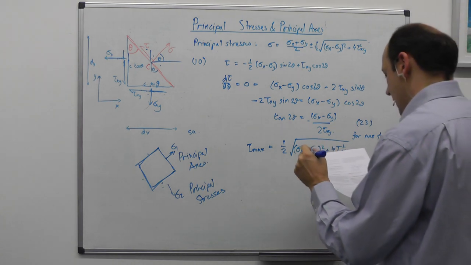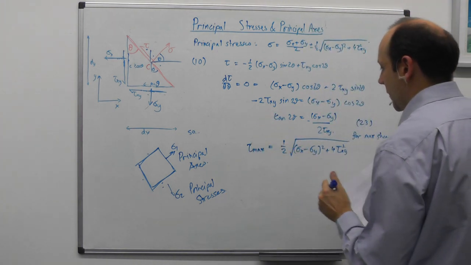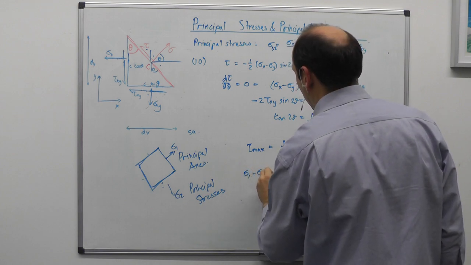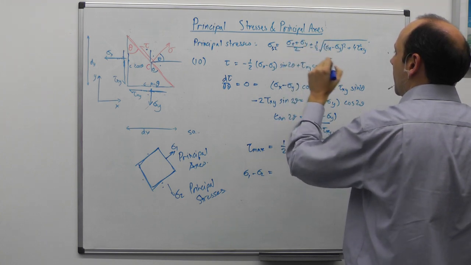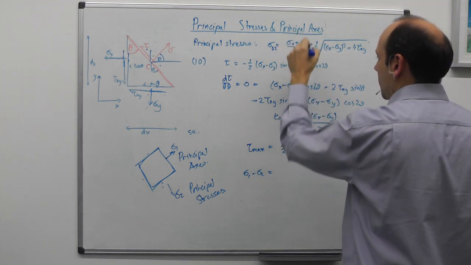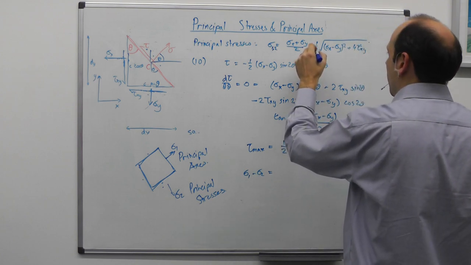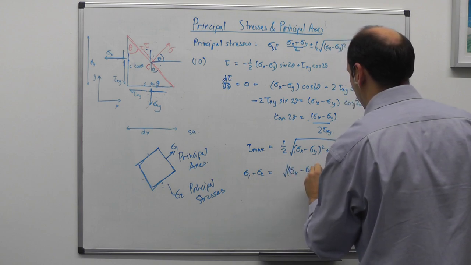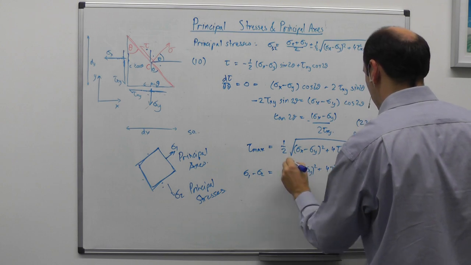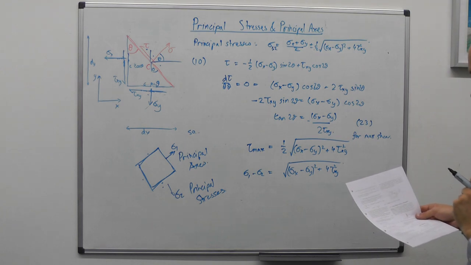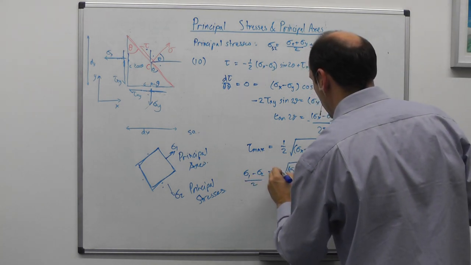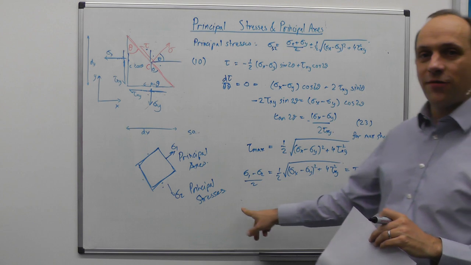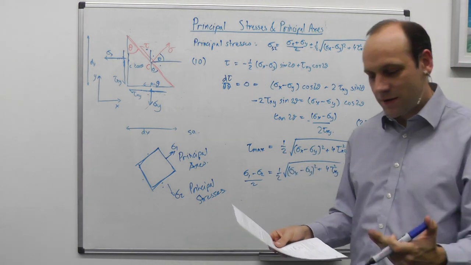So what we can do, if we take the difference between sigma 1 and sigma 2, sigma 1 minus sigma 2 would be that plus that minus that minus that. So this guy would disappear, and what we'd have is twice this. So we'd have the square root of sigma x minus sigma y squared plus 4 tau xy squared. That's sigma 1 minus sigma 2. So if we divided that by 2, we'd have tau max. So the maximum shear stresses are half the difference between the principal stresses, which is a very interesting result.